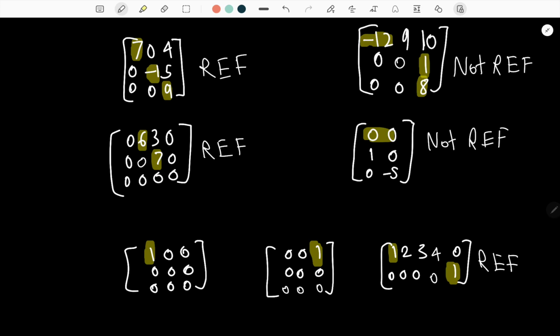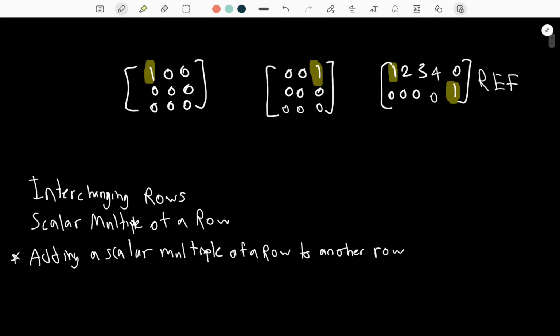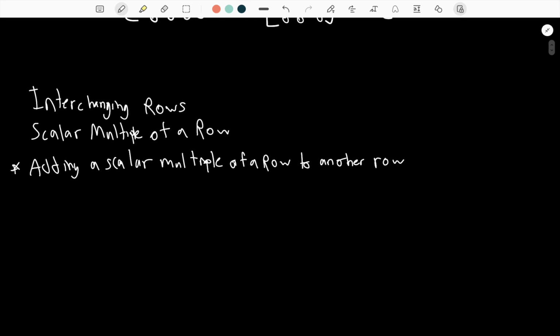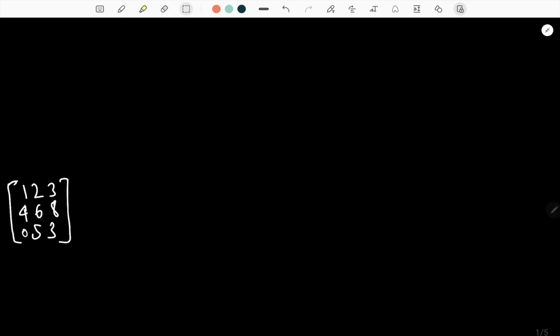And now let's see how to convert a matrix into REF. So there are three methods to convert a normal matrix, let's say a not REF matrix, into REF, which are interchanging rows, scalar multiple of a row, and the most important one which we use a lot is adding a scalar multiple of a row to another row. So let's just look at some examples which will be more clear to understand. So here we have a 3 by 3 matrix, 1 2 3, 4 6 8 and 0 5 3.